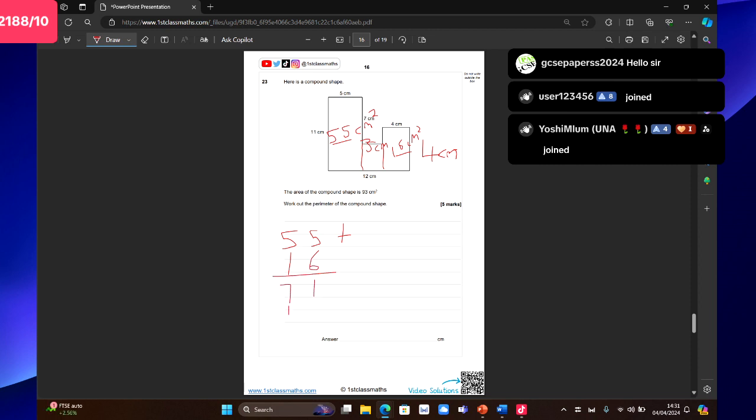So now we're going to do 93 subtract 71. If I've not made a mistake here, hopefully not. That's going to be 22 centimeters squared, if I'm not mistaken.